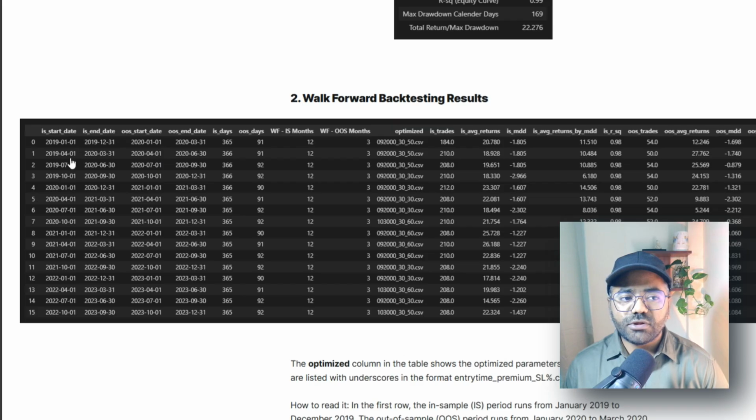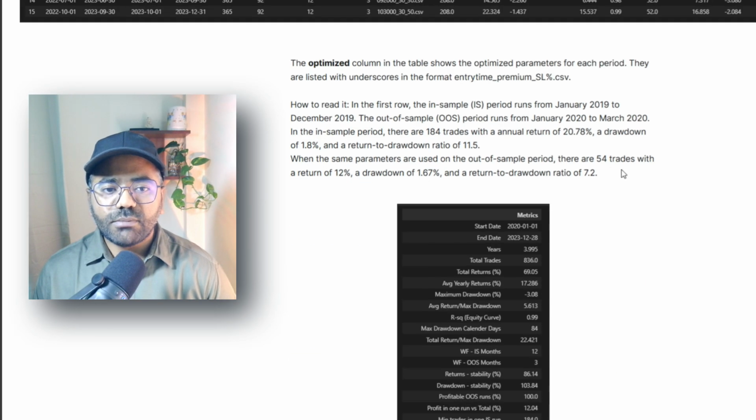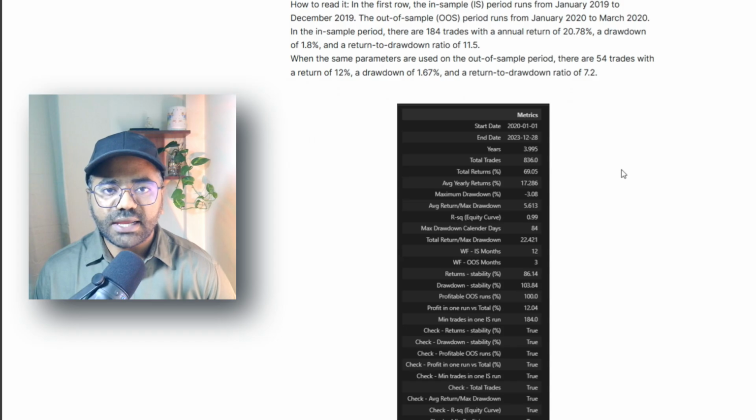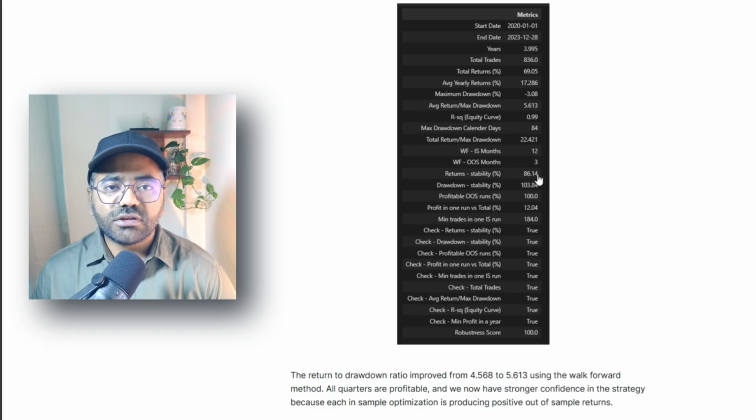So we repeat this process for every 3 months. We shift the period by 3 months for the in sample, re-optimize and then retest on the next 3 months. So this entire out of sample performance is what we aggregate and get the results. Here the return to drawdown ratio is 5.6 and the stability is 86%. That means whatever return we are getting in in-sample optimization, we are getting 86% of that return in out of sample, which is pretty good.